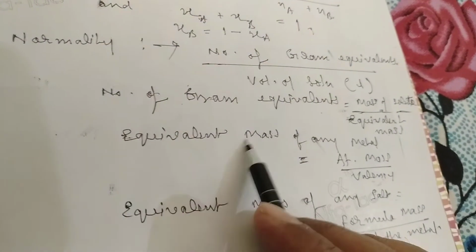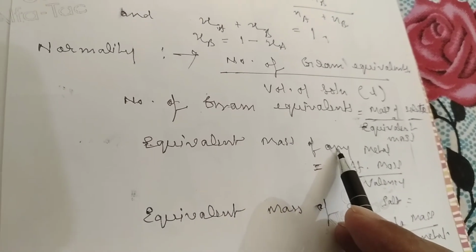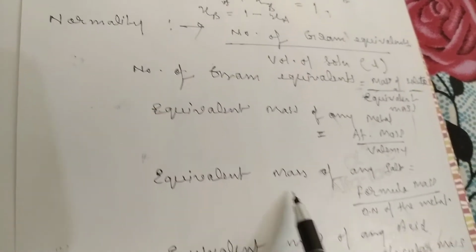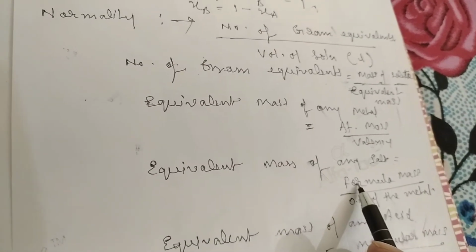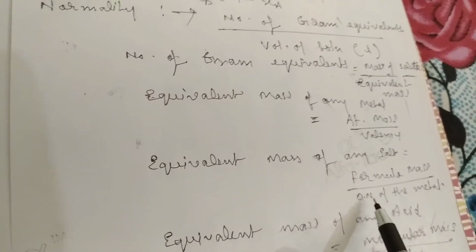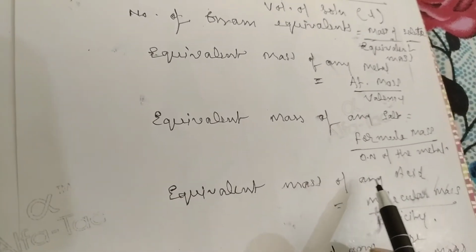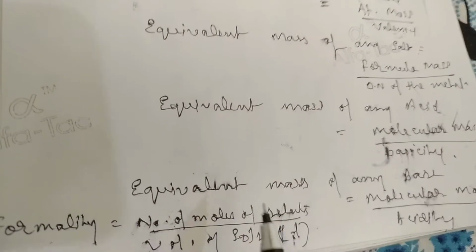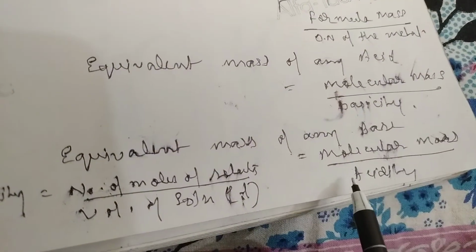Now what is equivalent mass? The equivalent mass of any metal is equal to atomic mass divided by its valency. The equivalent mass of any salt is equal to formula mass divided by the oxidation number of the metal. The equivalent mass of any acid is equal to molecular mass divided by its basicity. The equivalent mass of any base is equal to molecular mass divided by its acidity.